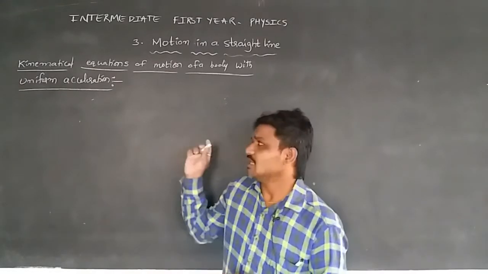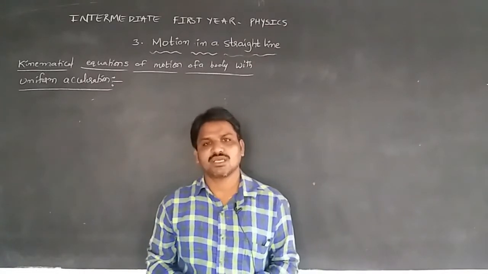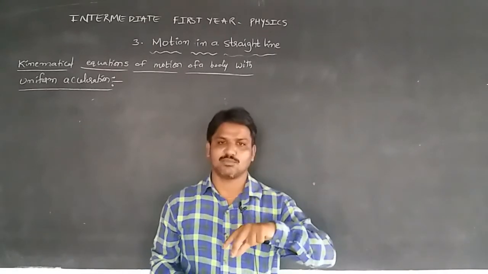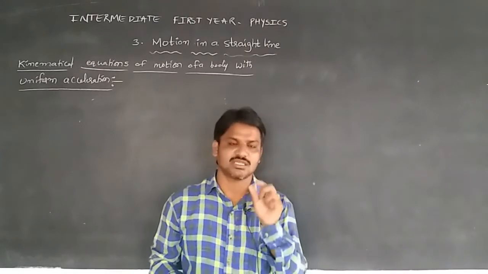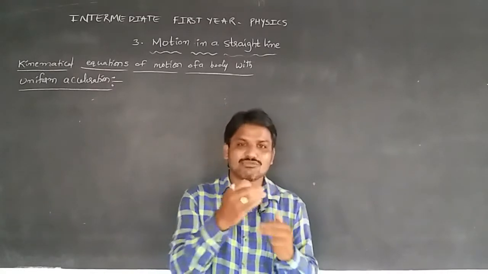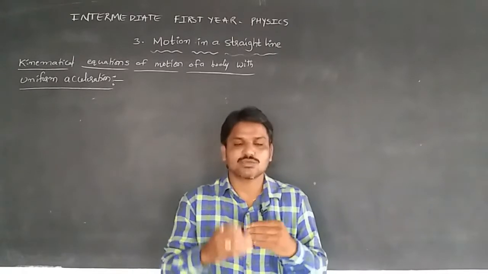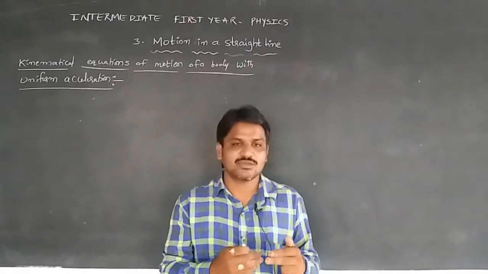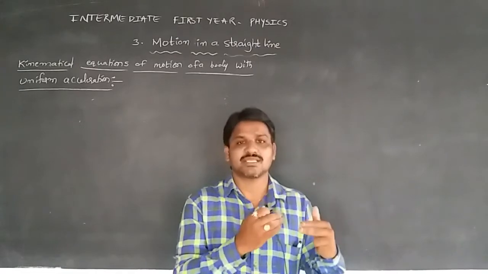Like that, we'll also learn about uniform acceleration. What is meant by uniform acceleration? Uniform acceleration means the body is already in motion, having some initial velocity, and it increases its velocity equally in equal intervals of time. Its velocity goes on increasing. That means if in the first second it increases by 10 meters per second, in the next second it also increases by 10 meters per second only.